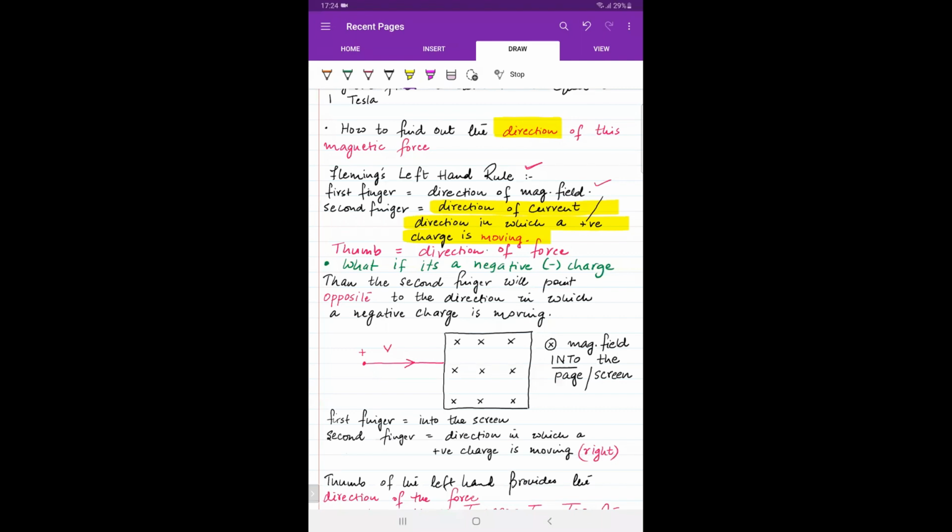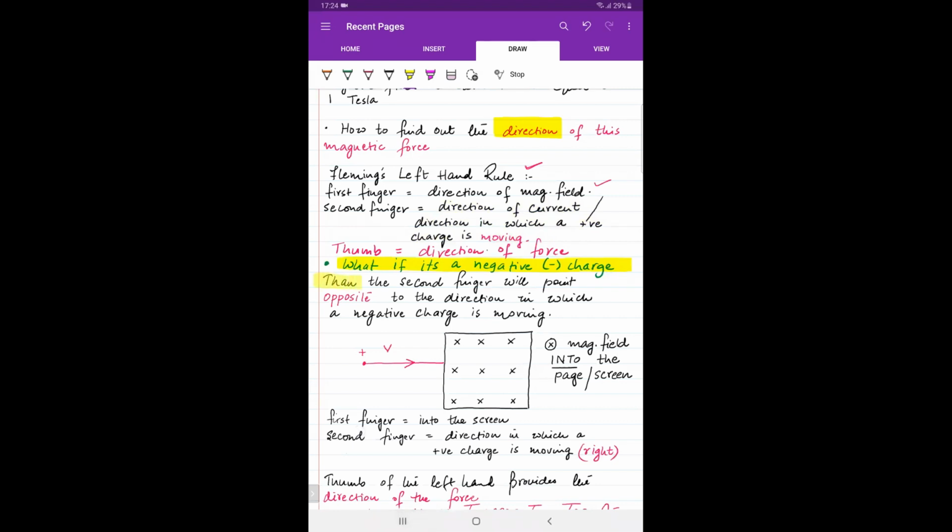अभी apply करके देख लेते हैं. And then the thumb is going to give us the direction of the force. So thumb से force मिल जाएगा. अच्छा, the question does arise कि what if it's a negative charge, तो फिर क्या करेंगे? So you all know positive and negative show opposite behavior. So in case if it's a negative charge, तो क्या करेंगे? मैंने wordings लिख दी है.